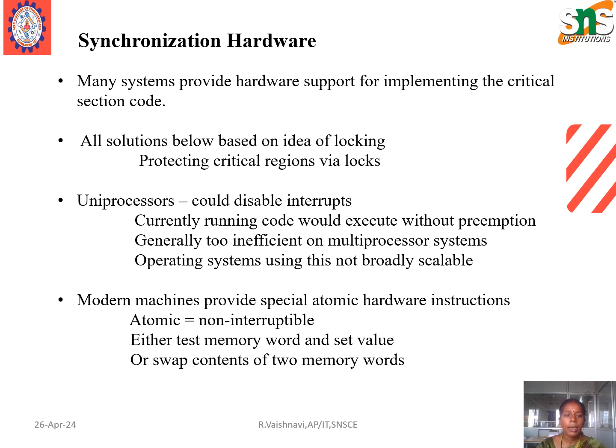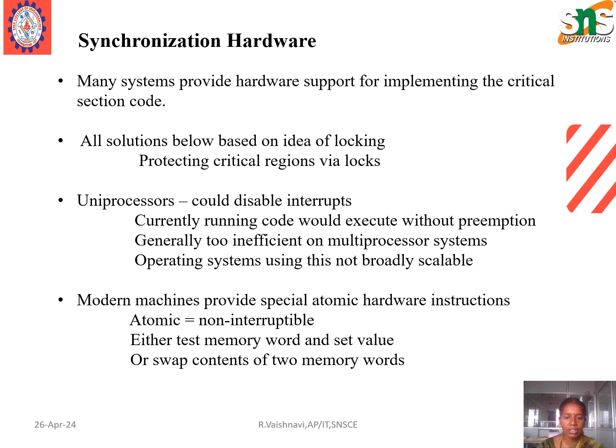Synchronization hardware. Many systems provide hardware support for implementing critical section code. All solutions below are based on the idea of locking, that is protecting critical regions via locks. Uniprocessors could disable interrupts, so currently running code would execute without preemption. Generally too inefficient on multiprocessor systems. Operating systems using this are not broadly scalable.